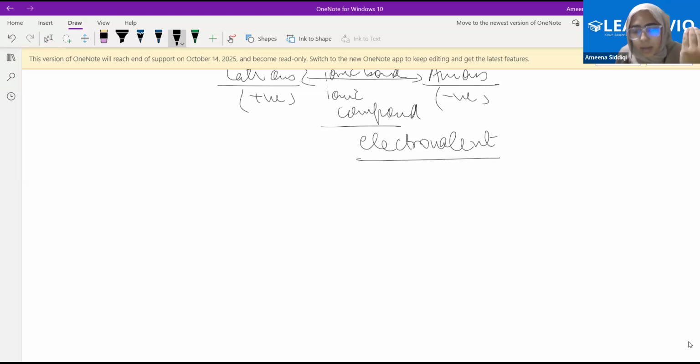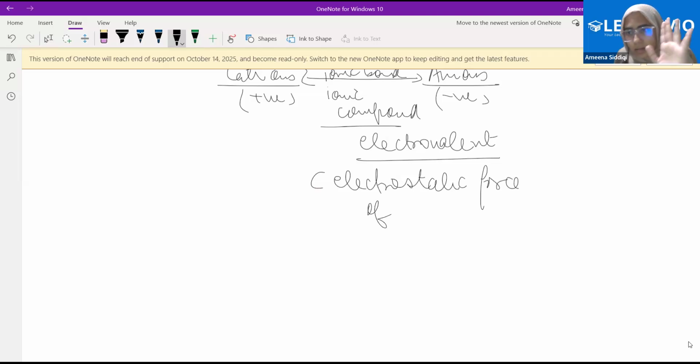So what force is there? It is the electrostatic force of attraction. Clear? I hope there is no problem till here. If any, please say. And this force is very strong, basically.